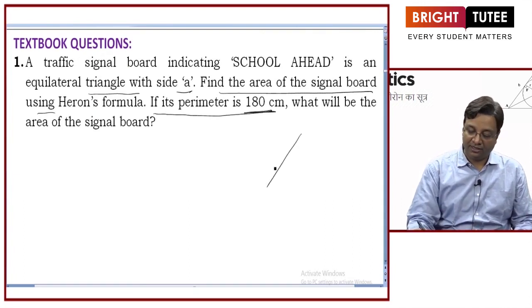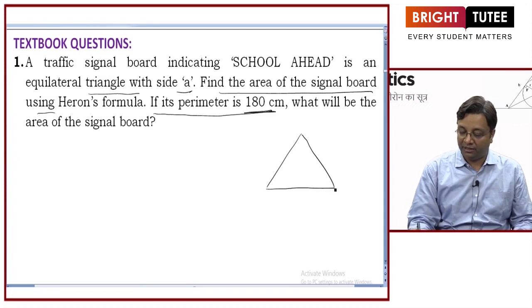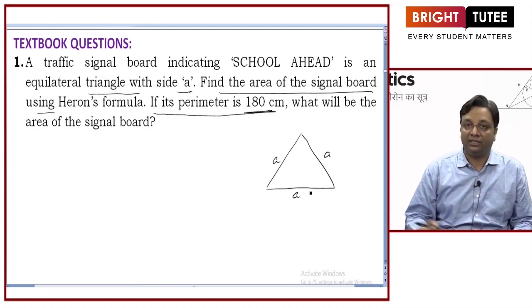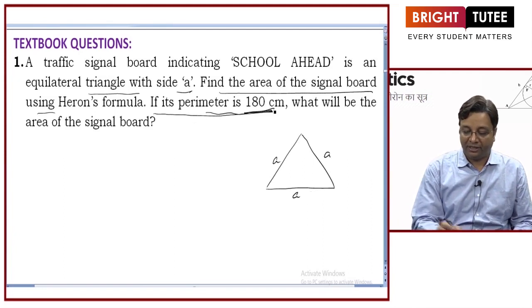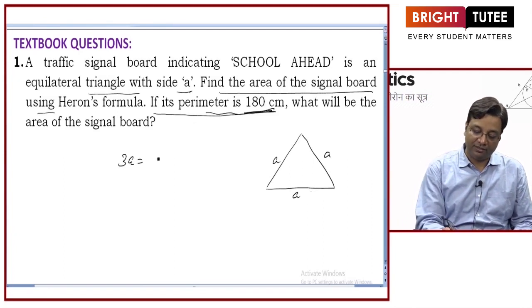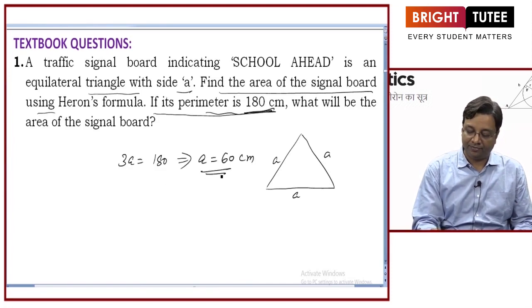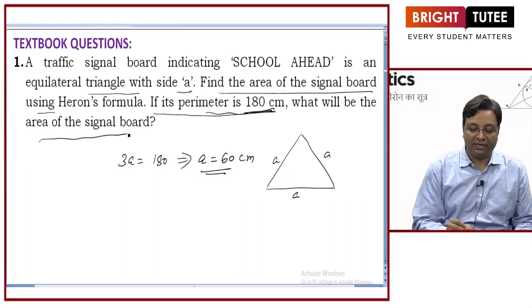So, we are given a triangular board here with side A. This is an equilateral triangle, so all the sides are A, and its perimeter is 180. So, 3A is equal to 180. Hence, we can say the side is equal to 60 centimeter. What will be the area of the signal board?